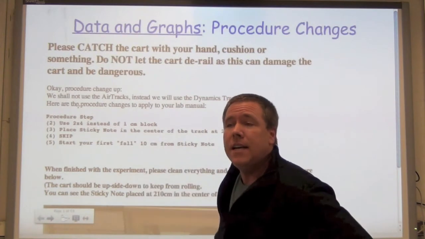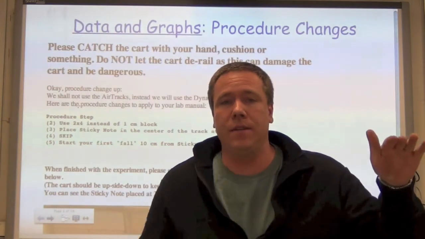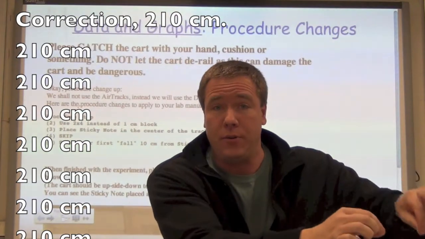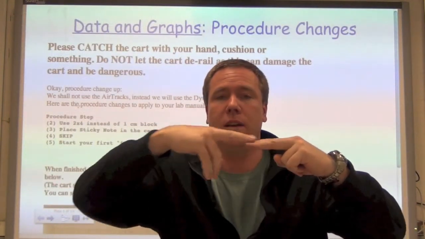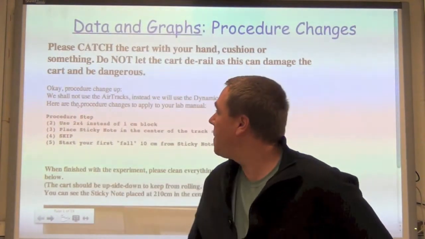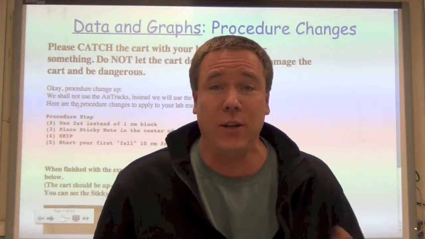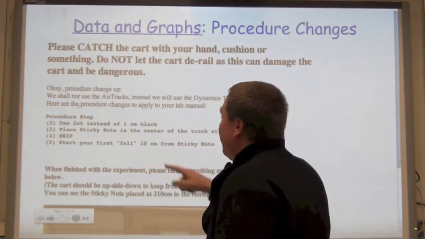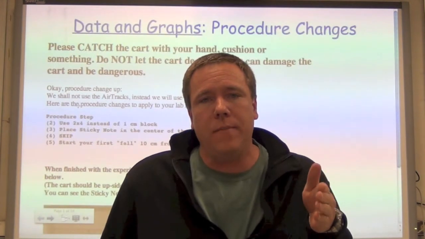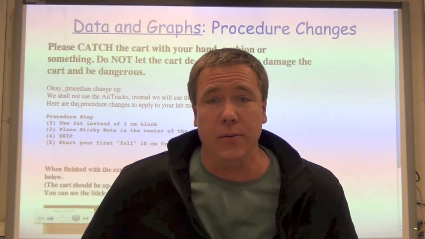Step 3, it should read something about putting a sticky note at the end of the track where it says 10 centimeters. Just tear a sticky note in half and put it in the center of the track, so that the two wheels can go past the sticky note without touching it. And then step 4, you're going to skip. Again, if your lab manual is updated already, don't skip step 4. And then step 5, you want to start your fall 10 centimeters from the sticky note. So the first fall is going to be 10 centimeters from the sticky note.